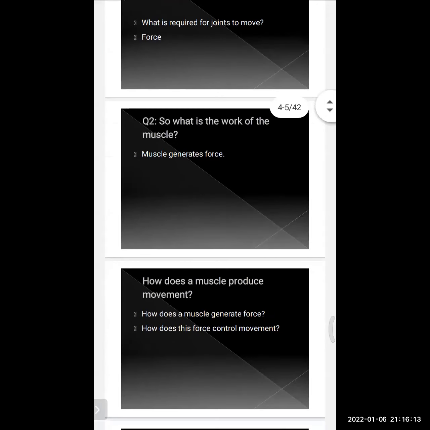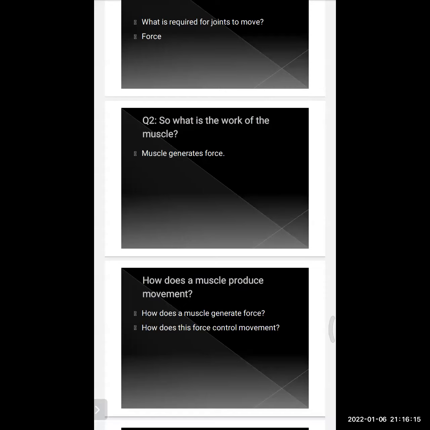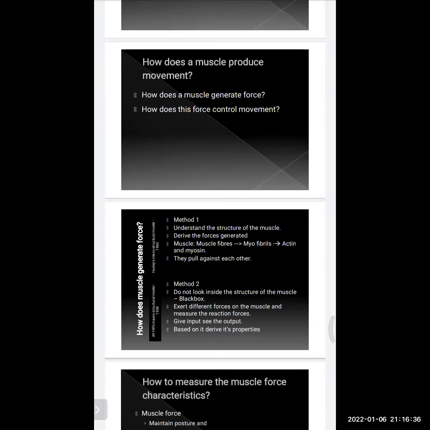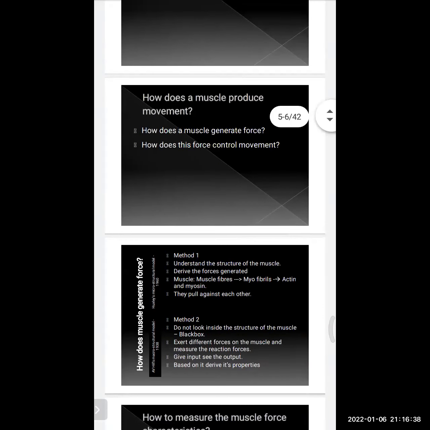Now, the question is, how does the muscle produce movement? So in order to answer this, we need to understand two things. One is, how does the muscle generate force? Number two, how does this force control the movement, right? Because ultimately we are interested in the movement part of it, so that's what we are going to question. Okay, right?